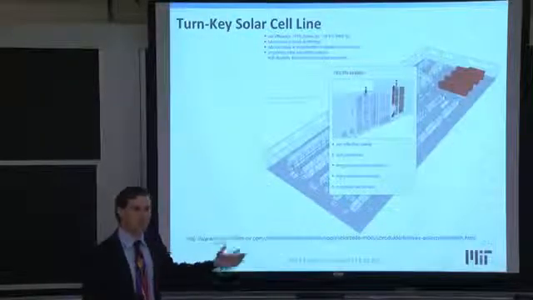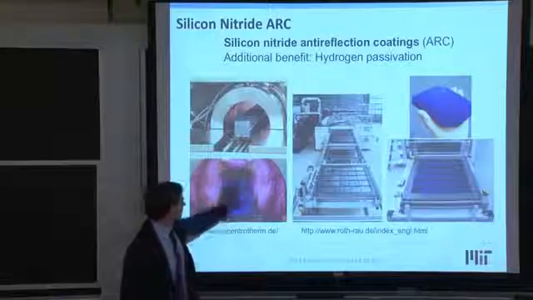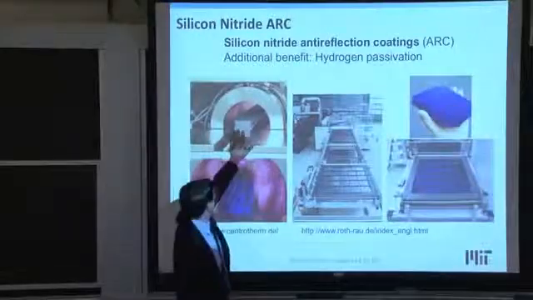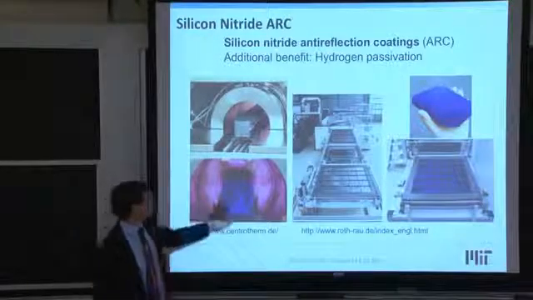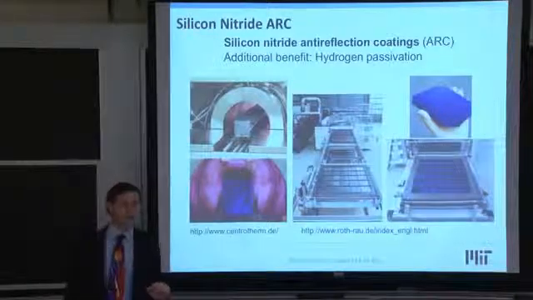So again, a multitude of different things going on at the same time. Eventually, the visible effect is that you've created your anti-reflection coating. The wafers go in looking shiny and come out looking blue. But what's happening underneath the surface is that some of the hydrogen is going into the wafer.